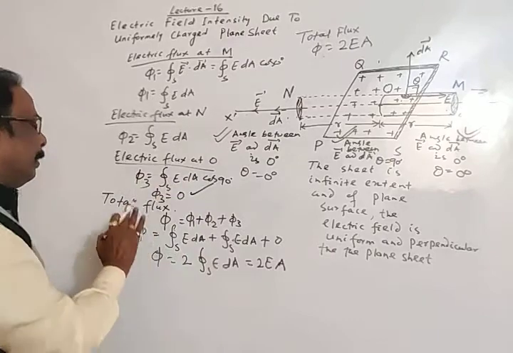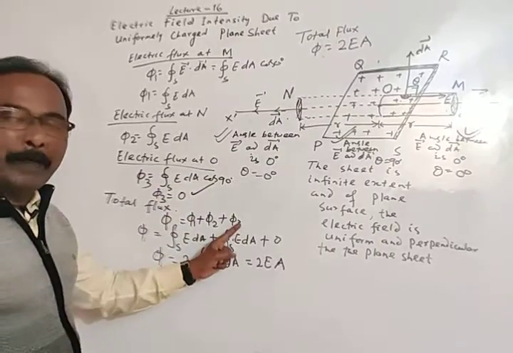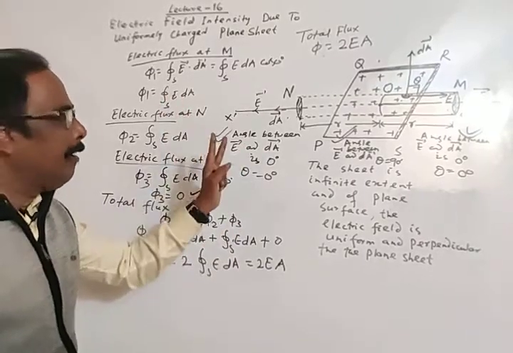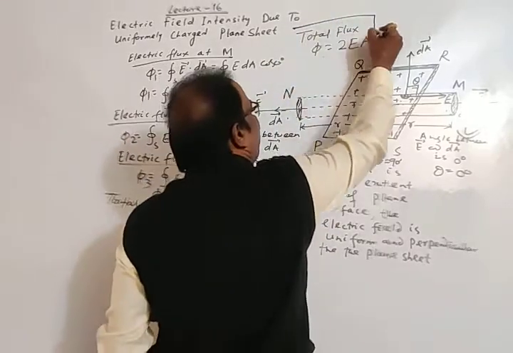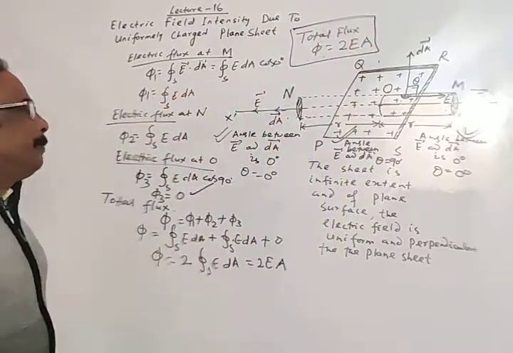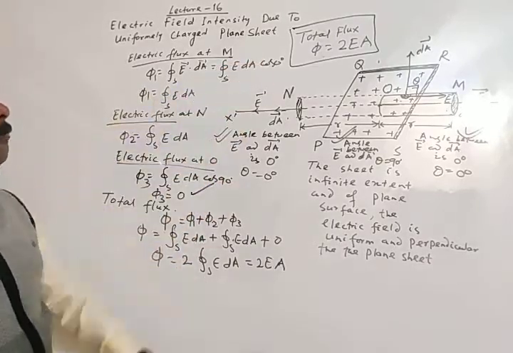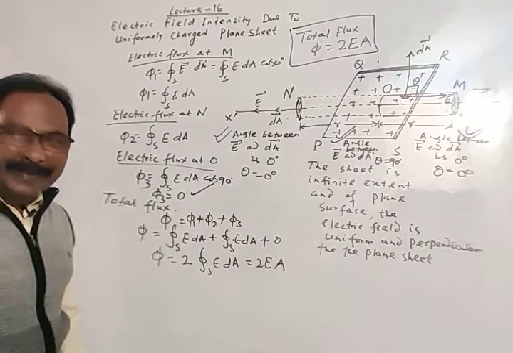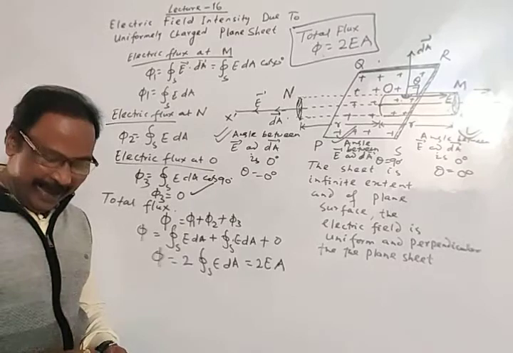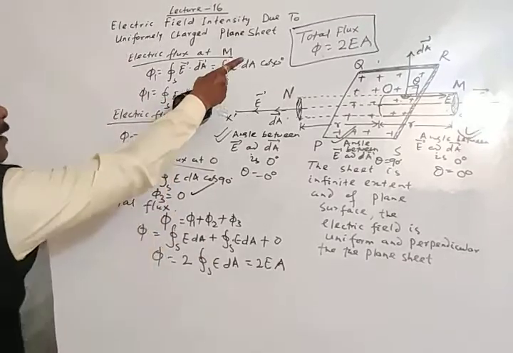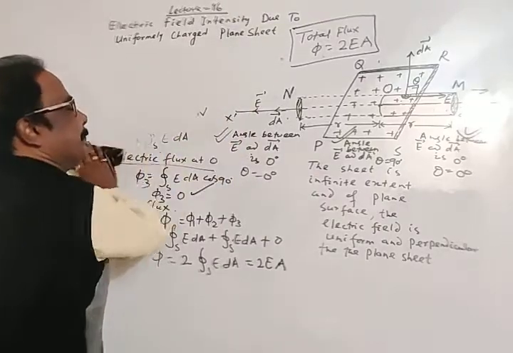This is the total flux. Flux is a scalar quantity, so total flux is the algebraic sum of flux at M, at N and at O. Then total flux is 2EA. I have written it here. You may take a screenshot of all these points. I have already taken the formula for total flux. Okay, I am erasing. We have got the total flux. I am writing all this.